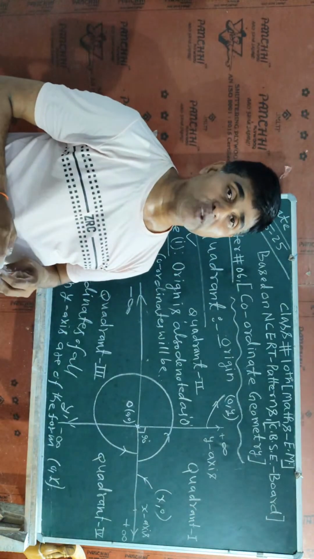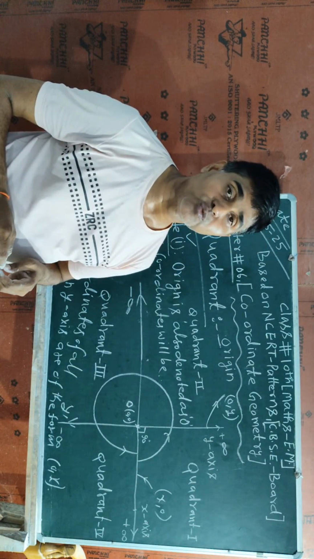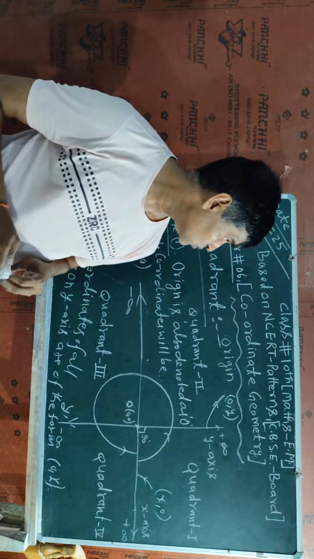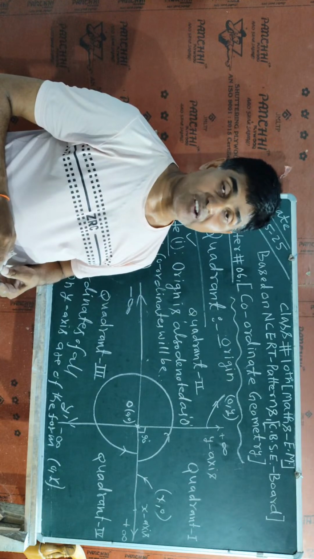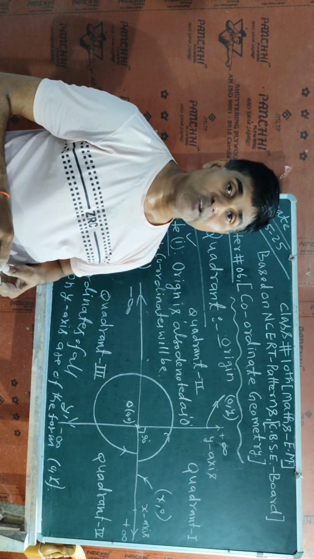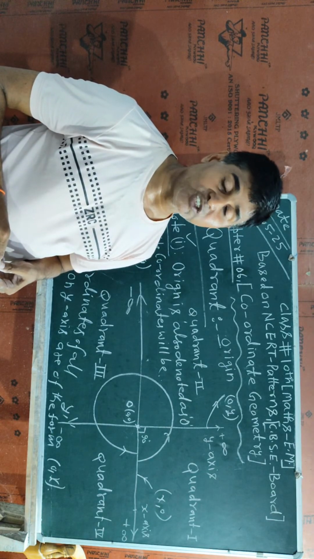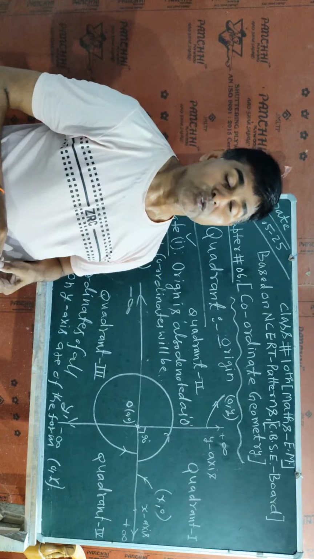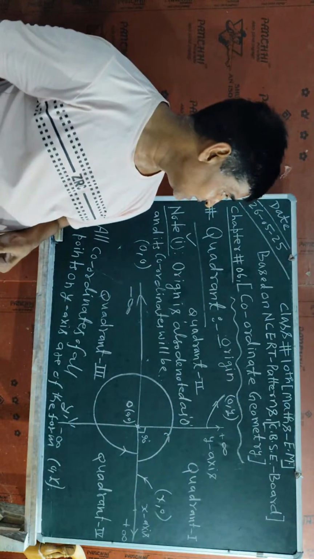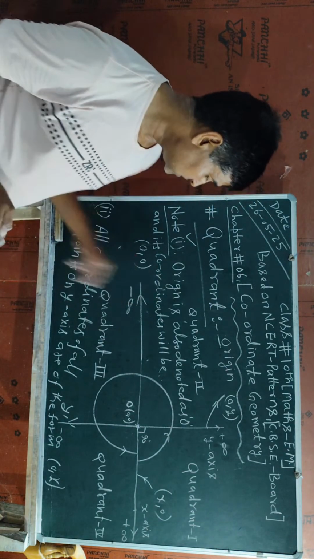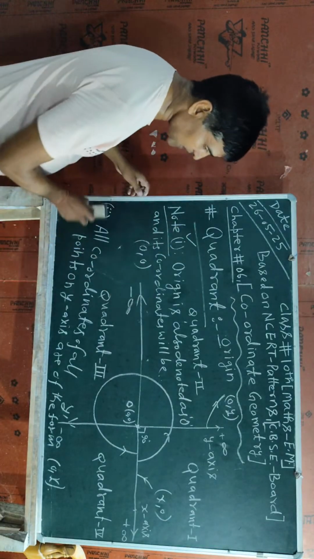Students have to remember this very clearly, because then they can solve any question asked on coordinate geometry. Without the concept, a question cannot be solved. So first of all, the student has to know the concept of the related topic, and then solve questions. Then each and every question can be solved in a very easy way. So this is what I have explained about quadrants.